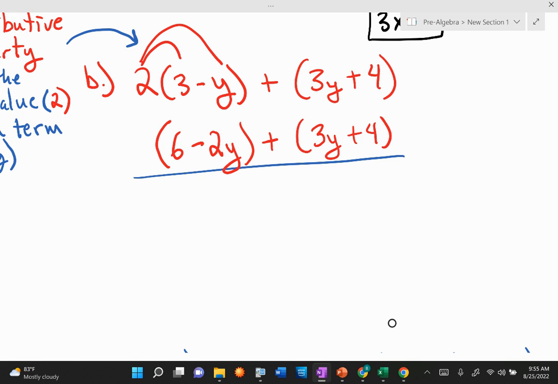Okay. So we're going to sort. Okay, I'm going to line them up. I've got 3y plus 4. I've got negative 2y plus 6. Okay? So see how you kind of had to flip around one of them to make them line up? Okay, that's totally fine. What's really important, guys?